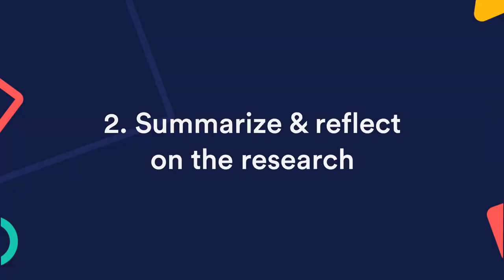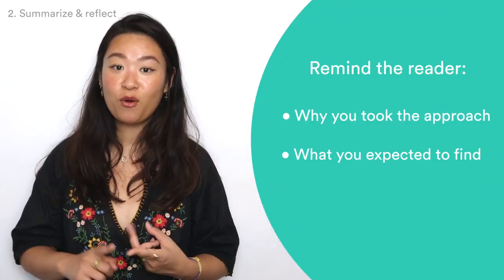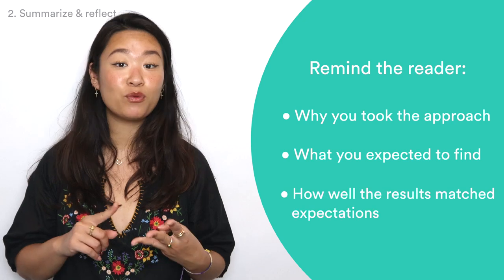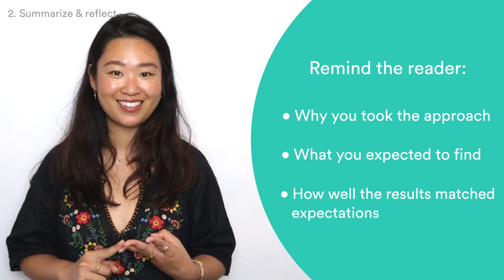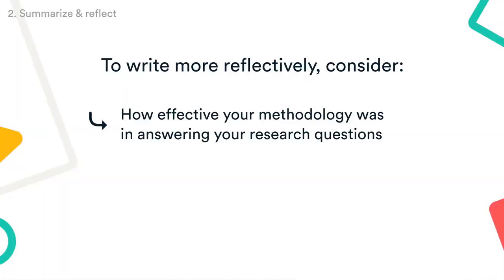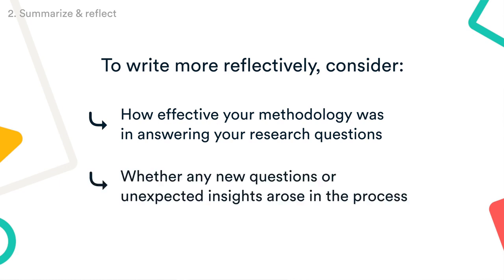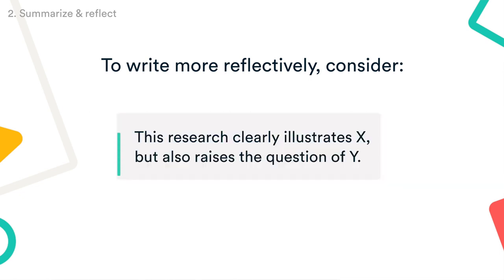Second, summarize and reflect on the research. The conclusion is an opportunity to remind the reader why you took the approach you did, what you expected to find, and how well the results match your expectations. You should write more reflectively here. For example, consider how effective your methodology was in answering your research questions, and whether any new questions or unexpected insights arose in the process. You can write something like this. This research clearly illustrates X, but it also raises the question of why.